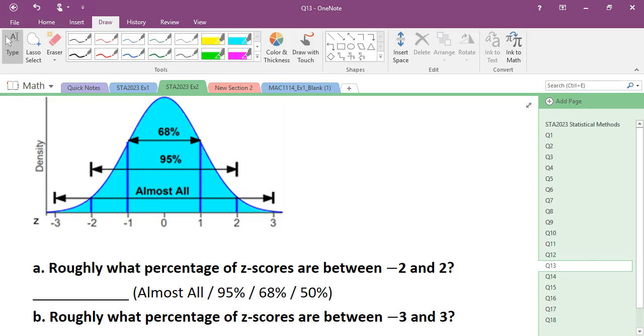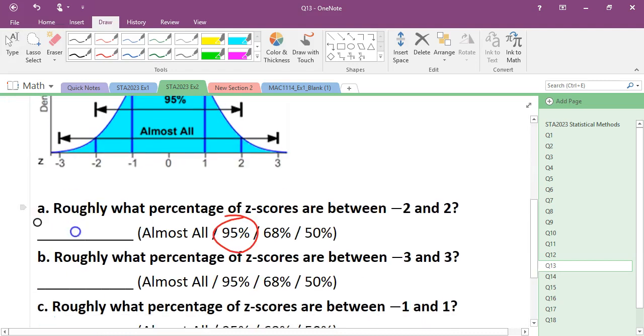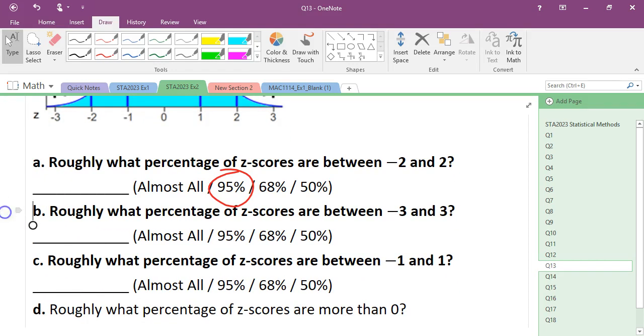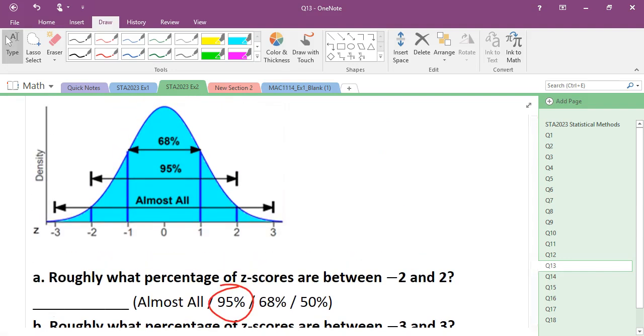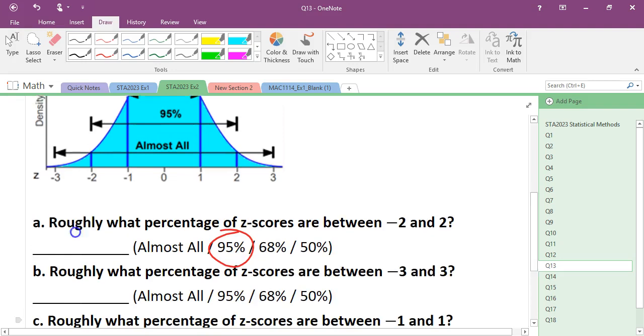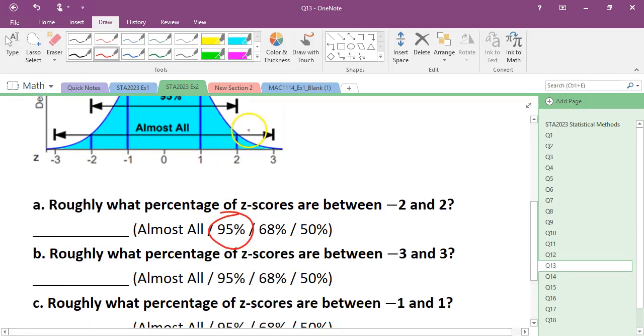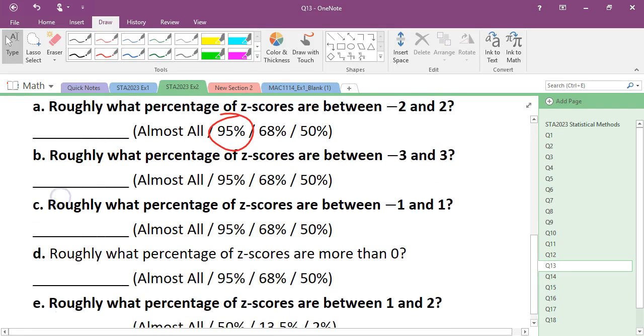So it says, what percent of z-scores are between 2 standard deviations, -2 to +2? 95. So this is one of those where it is a drop-down menu, so you'll be selecting 95, okay? So now it says, roughly, what percentage of z-scores are between 3 standard deviations? Almost all. And we actually know what that percent is. What is the almost all percent? 99.7%. Perfect. So circle almost all.